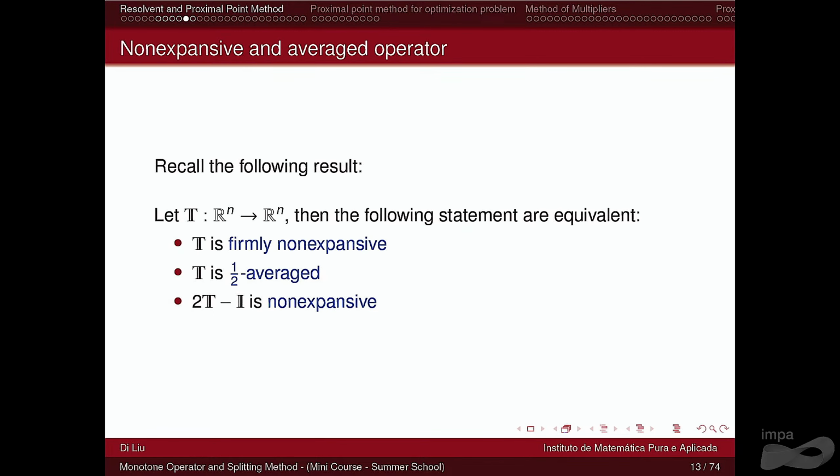Before we prove that, we need some facts that we mentioned in the first class. The following facts are equivalent: T is firmly non-expansive; T is 1/2 averaged. Actually, this is somehow the definition, not definition, but they are equivalent. And 2T minus I, the reflection of operator T, is non-expansive. So if we want to prove T is firmly non-expansive, we can prove the second one or the third one.